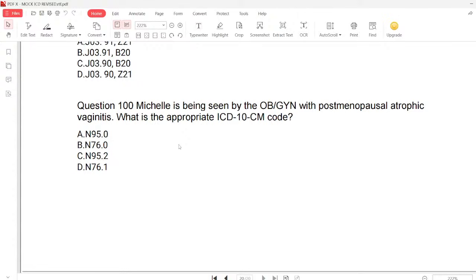100. Michelle is being seen by the OB-GYN with postmenopausal atrophic vaginitis.